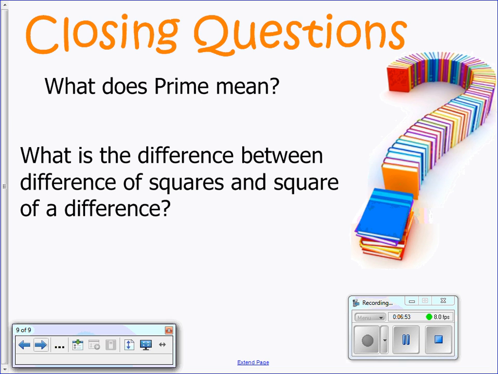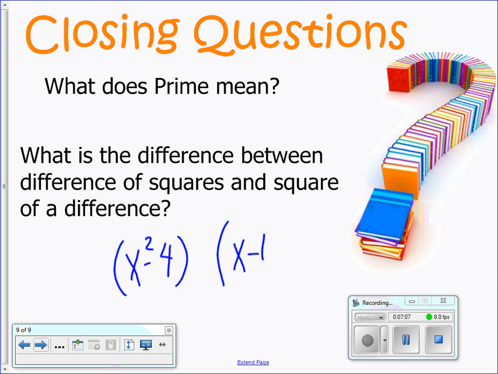All right, what does prime mean? That it only has 2 factors, one and itself. And what's the difference between the difference of squares and square of a difference? Difference of squares means that the 2 numbers are squared with a subtraction. Square of a difference means that the 2 numbers are subtracted and then squared.